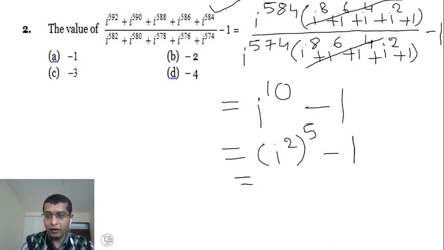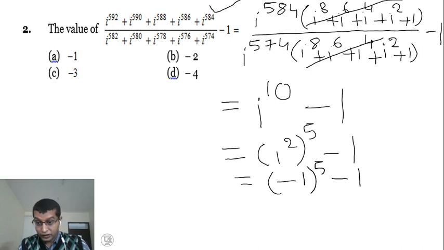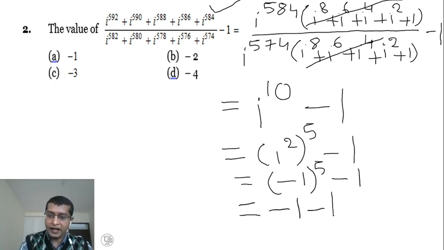We know, i^2 is minus 1, so (minus 1)^5 minus 1. Minus 1 raised to an odd number is minus 1. Minus 1 raised to an even number is plus 1. So here it is minus 1 minus 1, that is, the answer is minus 2. Therefore option B is the right answer.